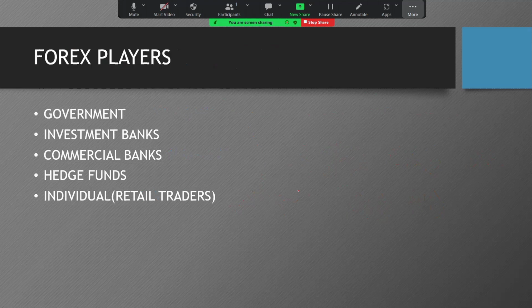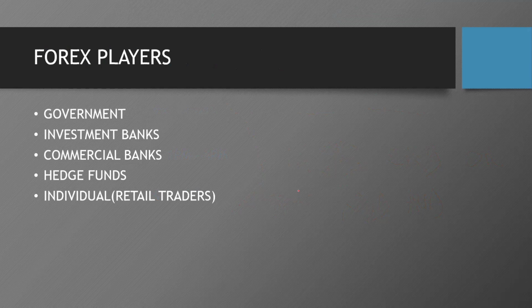So let's move on. Who are the Forex players? The Forex players, we have the government. This could bring in policies that could affect the flow of money. You understand? If the government says, oh, we're increasing interest rates, what does that mean? It means people will stop borrowing.